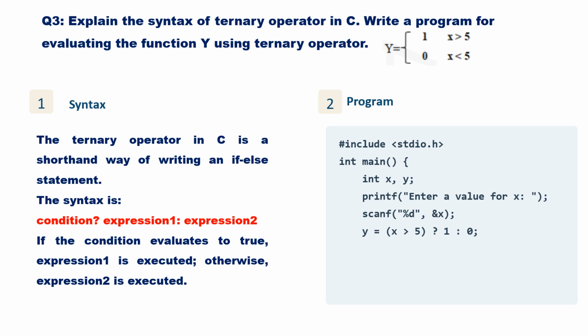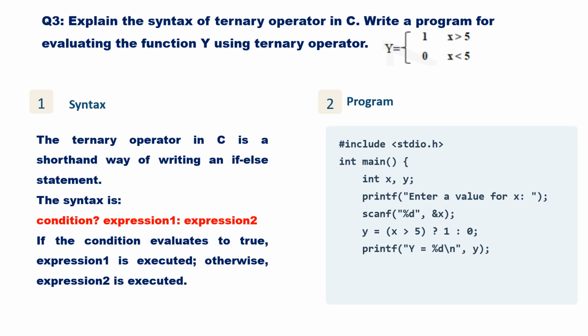y = x > 5 ? 1 : 0. The condition x greater than 5 checks if the value of x is greater than 5. If the condition is true, y is assigned the value 1. If the condition is false, y is assigned the value 0.